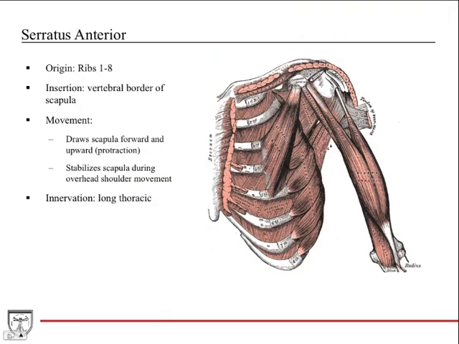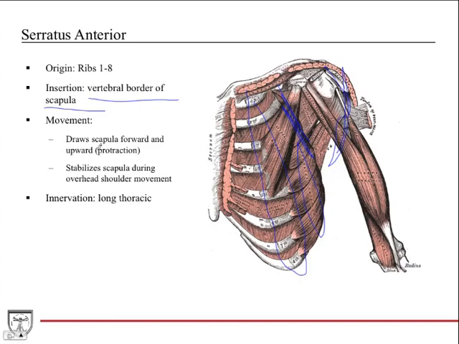Serratus Anterior. This is this muscle right here, this kind of long, flat muscle. It has a lot of different attaches, ribs 1 through 8. So it goes all the way down here, and you can see that here. That's the origin. It inserts onto the vertebral border of the scapula. So it wraps around the rib cage and goes onto the vertebral or medial border. So it does not come out on the lateral side. It goes onto the medial side of the scapula.